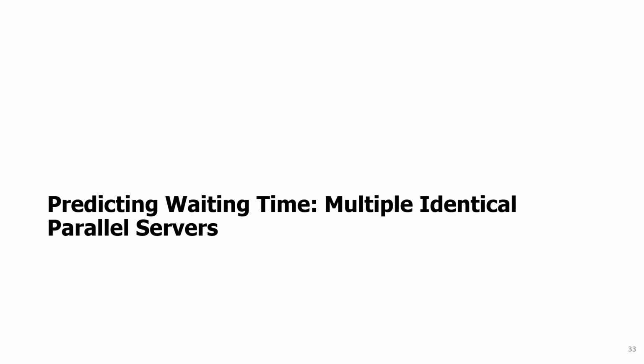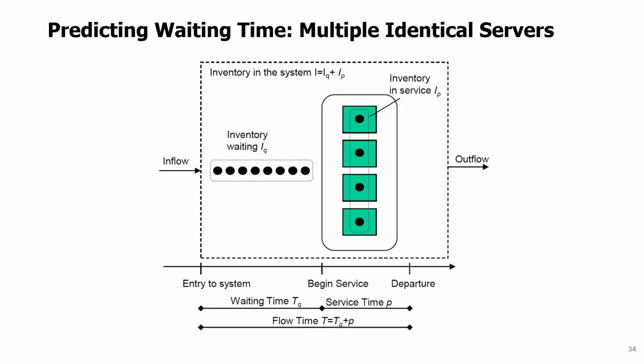Predicting waiting time, multiple identical parallel servers. If we want to generalize our model that predicts waiting time to multiple servers, we can consider multiple parallel servers, all of which serve the same stream of customers, but there are several restrictions.